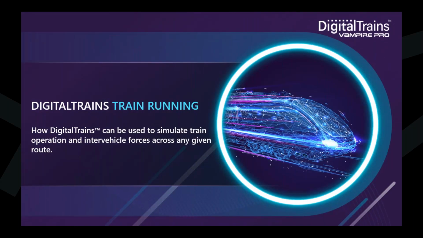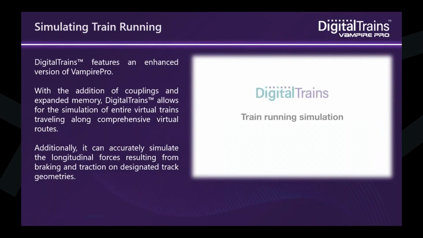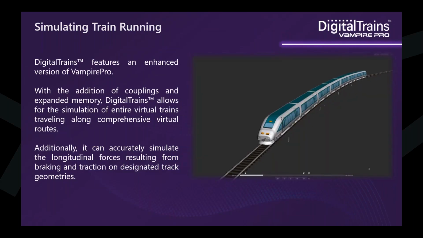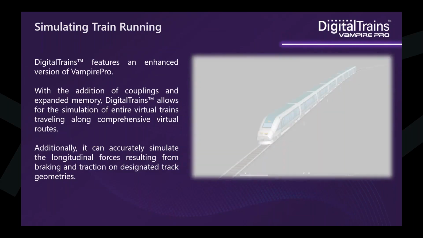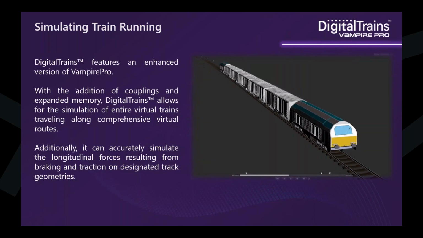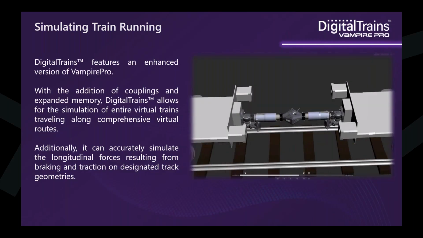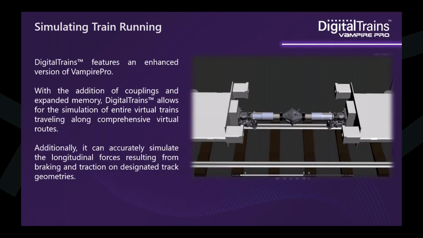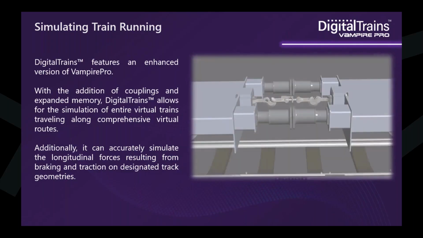So we'll move on now to the train running module. So example here, how DigitalTrains can be used to simulate train operation and inter-vehicle forces across any given route. As mentioned before, DigitalTrains features an enhanced version of Vampire Pro. With the addition of couplings and expanded memory, DigitalTrains allows for the simulation of entire virtual trains traveling along comprehensive virtual routes. Additionally, it can accurately simulate the longitudinal forces resulting from braking and traction on designated track geometries.